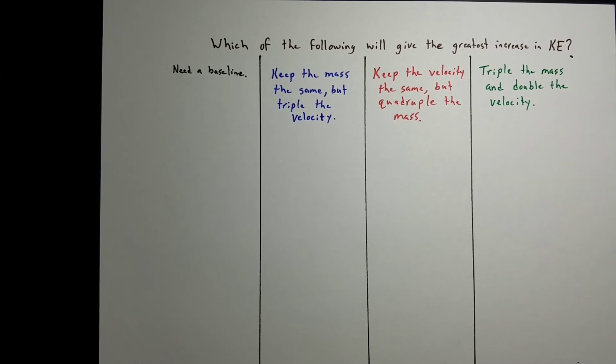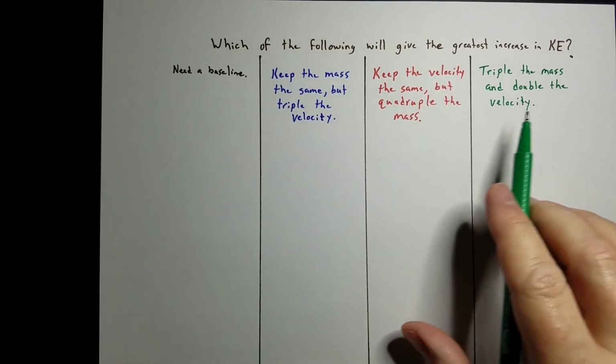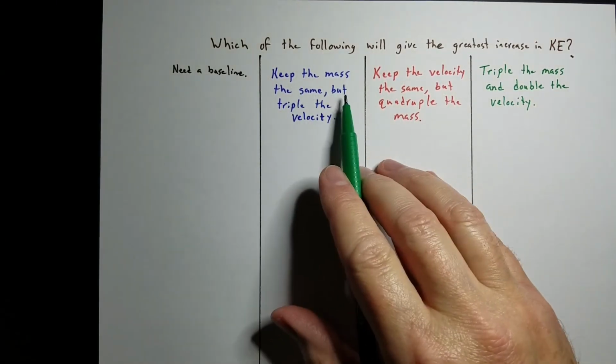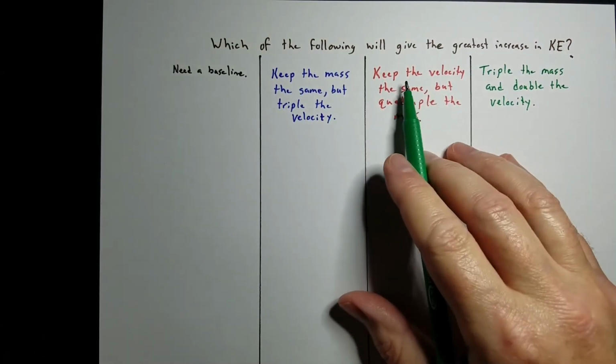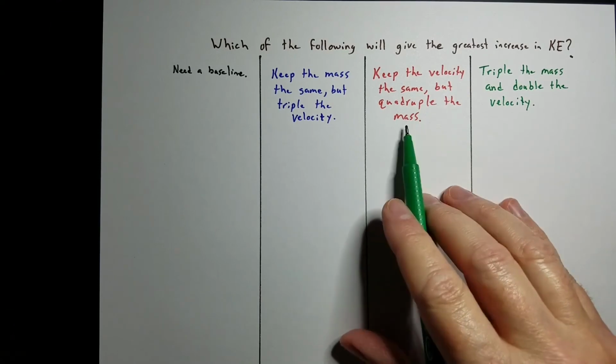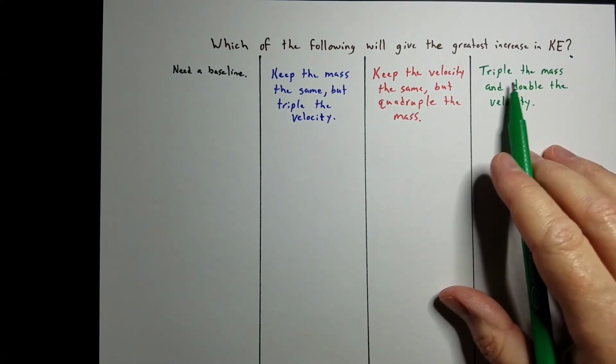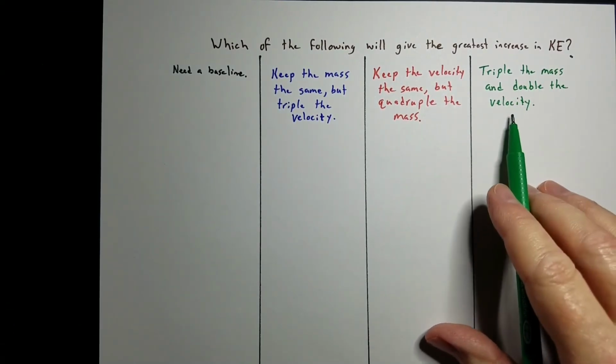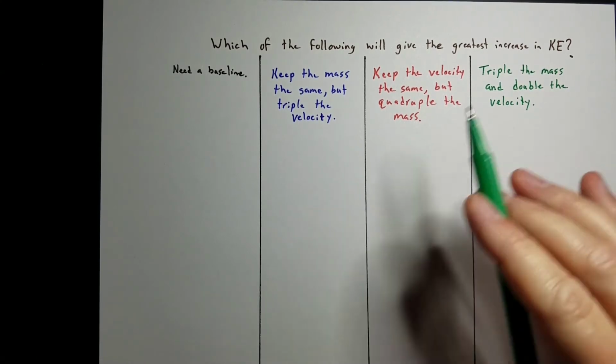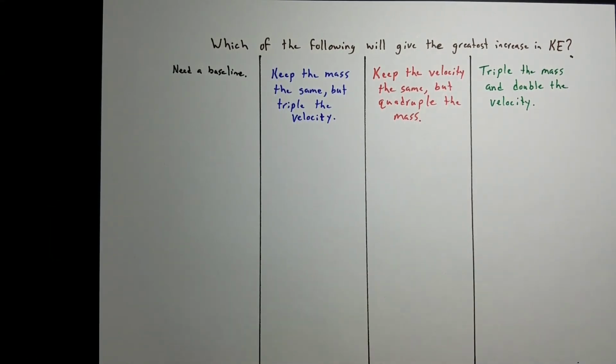Which of the following would give us the greatest increase in kinetic energy? And we've actually got three different situations. Keep the mass the same but triple the velocity. Keep the velocity the same but quadruple the mass. Triple the mass and double the velocity at the same time. Which one of those would give us the biggest increase?